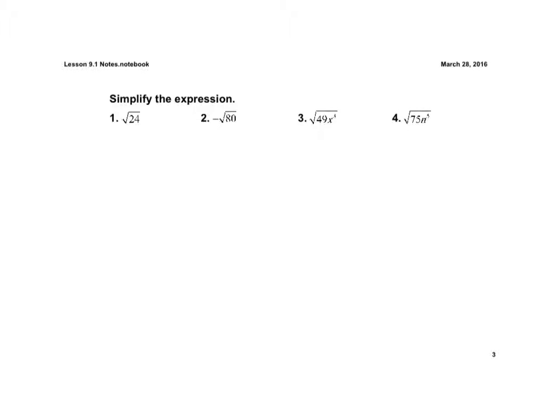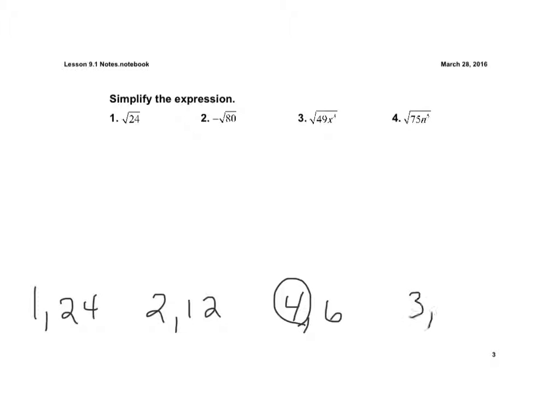If we do it the way the book shows this, I would look at 24 and think of what two numbers I can break 24 into so that one of those numbers is a perfect square. Even if I look at my factor sheet, I have 1 and 24. Neither of those are perfect squares. I have 2 and 12, and neither one is a perfect square. I have 4 and 6. 4 is a perfect square. And I have 3 and 8. The only perfect square is the number 4.